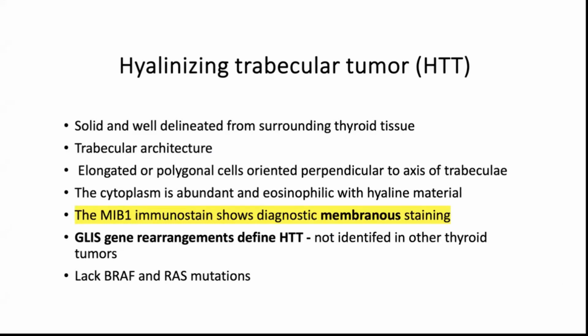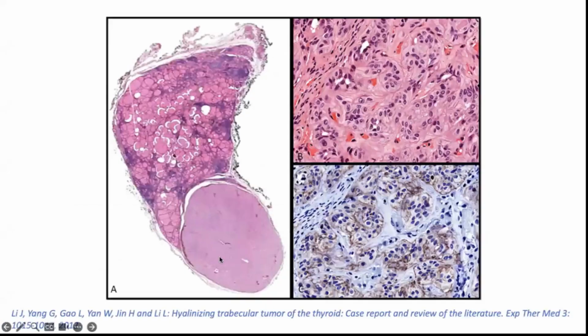They also lack BRAF and RAS mutations. So this is a hyalinizing trabecular tumor, and this particular brown staining of the cytoplasmic cell wall is the MIB1 immunostain.